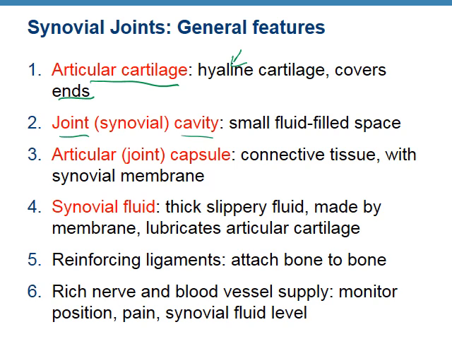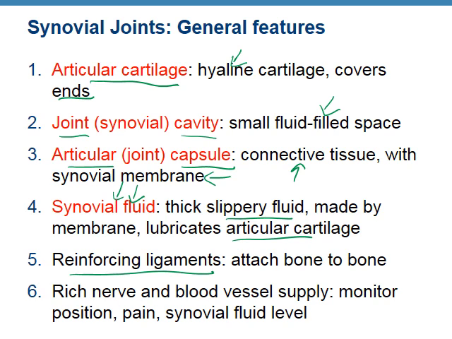We're going to see a joint cavity. Some people would call it a synovial cavity. It's going to be a fluid-filled space. You're going to see a capsule, an articular capsule. This is going to have connective tissue with the synovial membrane, which is going to produce the synovial fluid. So it's this slippery, sticky fluid. It's going to lubricate the articular cartilage.